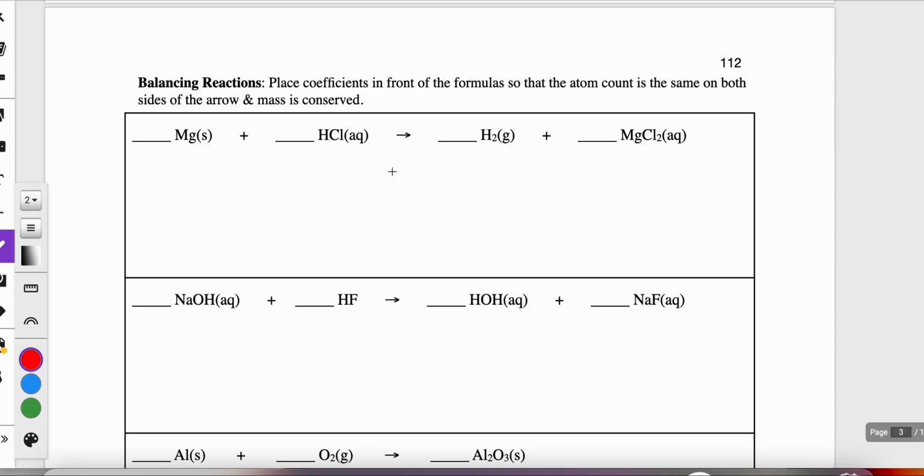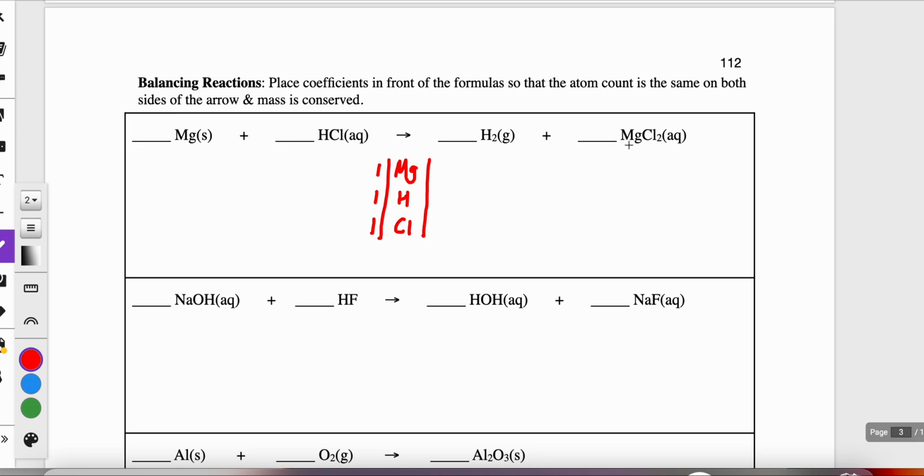So what I do is I take a look. Okay, so I see the element Mg, I see the element H, and I see the element Cl. And those are the same elements I see on the right-hand side. So the first thing I do is I do a mental count. Okay, on the left right now I'm showing 1 Mg, I see 1 H, and I see 1 Cl. I do the count on the right also.